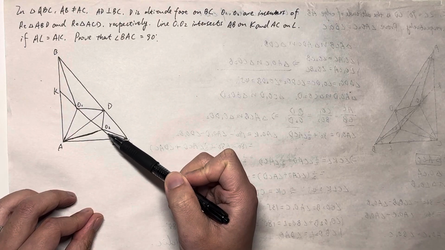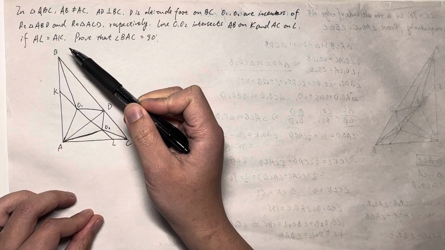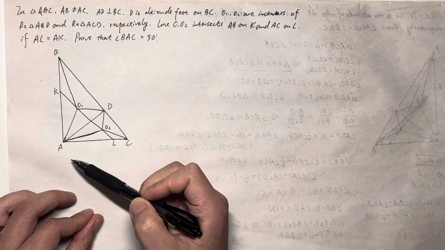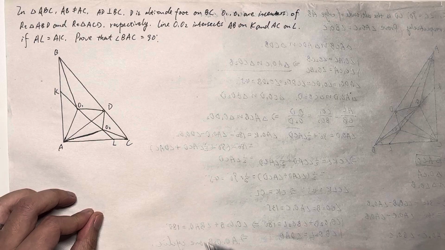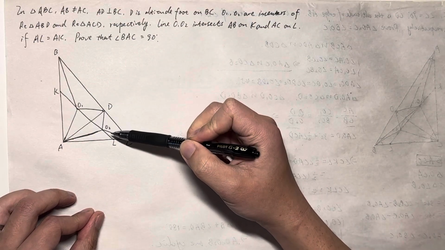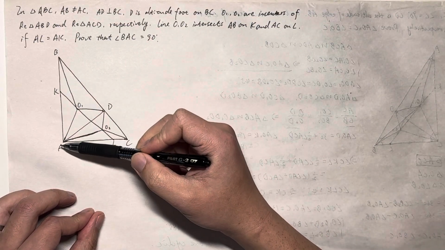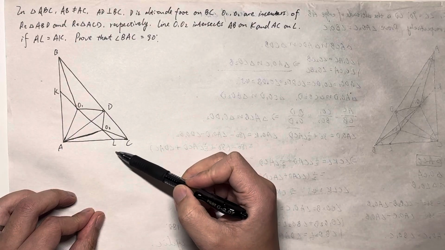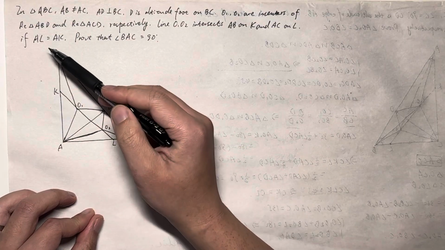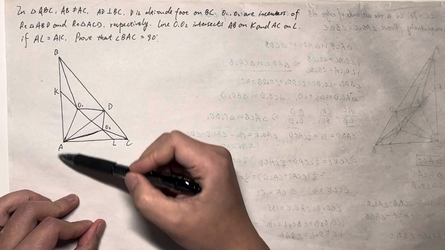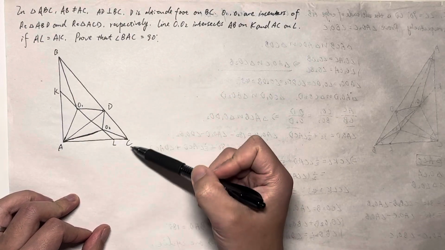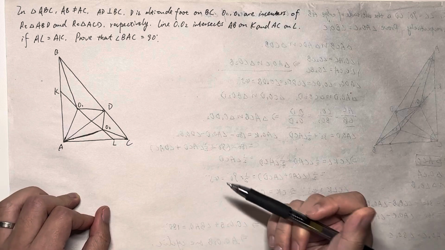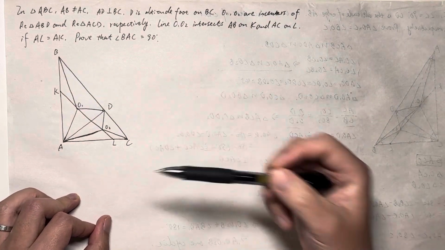O1, O2 are incenters of right triangle ABD and right triangle ACD, respectively. Line O1O2 intersects AB at K and AC at L. If AL equals AK, prove that angle BAC equals 90 degrees, right? Prove that triangle BAC is a right triangle.